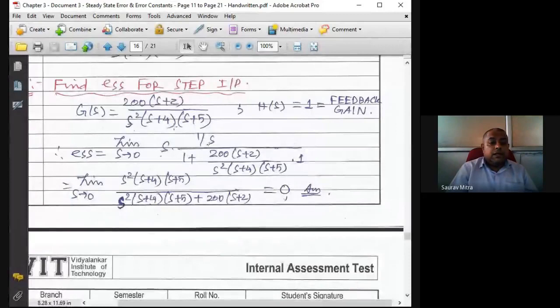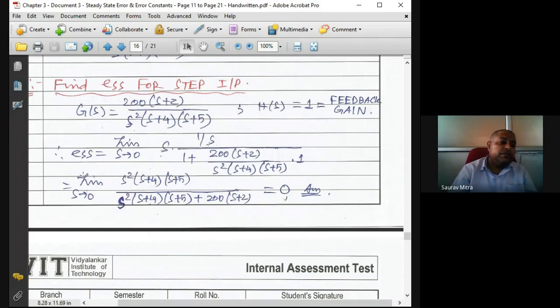So R(S), as it is said that it is a step input, I have substituted R(S) as the Laplace of unit step, that is 1 by S, and this is the S of the formula, and 1 plus this is G(S). So G(S) is given by 200 into S plus 2 divided by S square into S plus 4 into S plus 5, and H(S) is given as 1. Now if you are solving it, this whole denominator goes above, that is S square into S plus 4 into S plus 5, and in the denominator it is the whole thing: S square into S plus 4 into S plus 5 plus 200 into S plus 2.